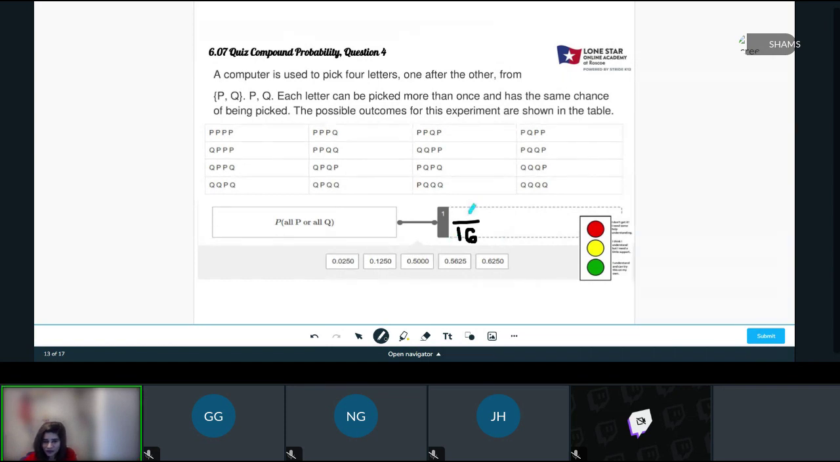There are 16 total outcomes. We want all P's. All P's is just one time. Or all Q's. All Q's is also just one time.